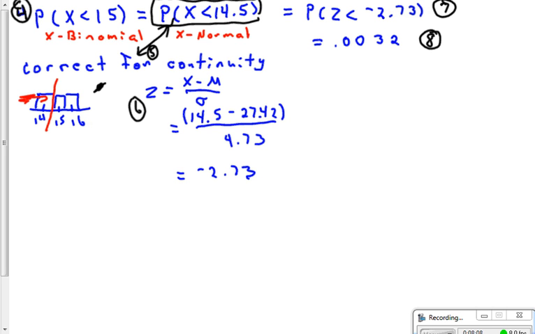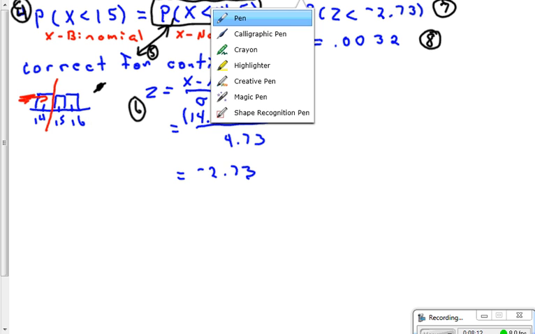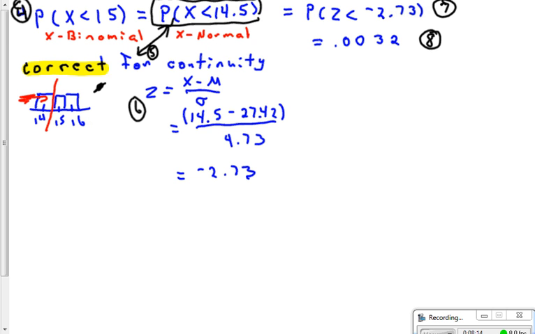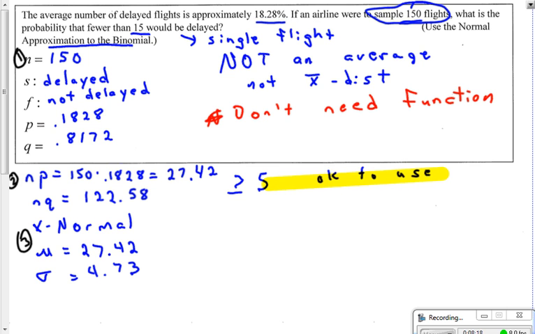So 8 steps now. The 2 huge important ones that are new: correct for continuity and making sure it's okay to use. So that's calculating probability using the normal approximation to the binomial.